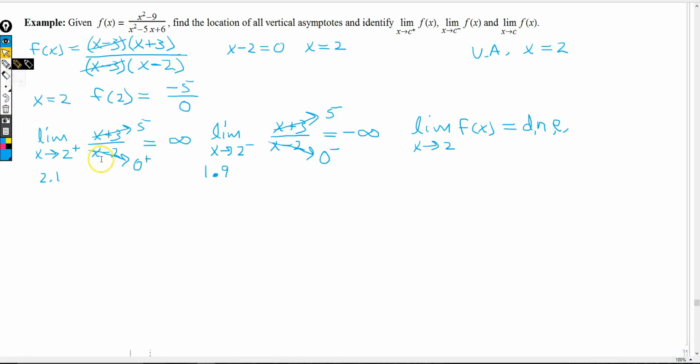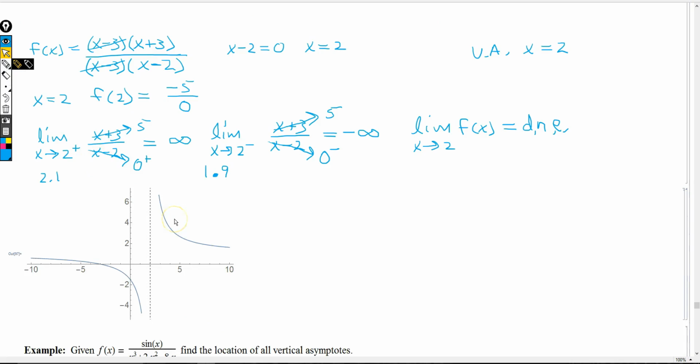So here's our graph. Right here's 2 on the x-axis. Notice as we approach 2 from the left, our function is going down to negative infinity. And let's see, 2 from the left, negative infinity. Yep, that's what we have. As we approach 2 from the right, our function is breaking upward towards positive infinity. Let's see, 2 from the right, positive infinity. That's exactly what we found. Okay, so our graph does match up.